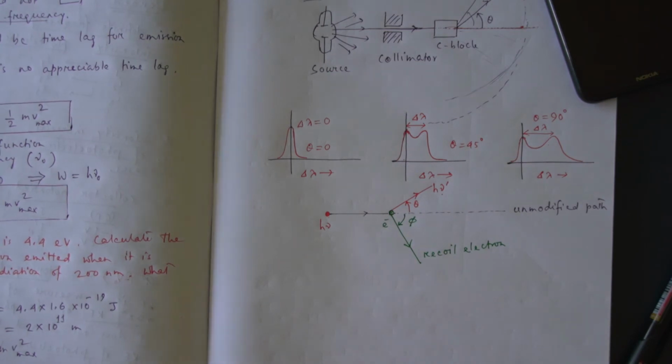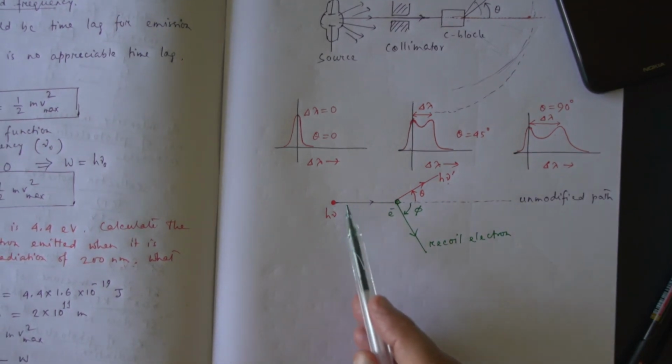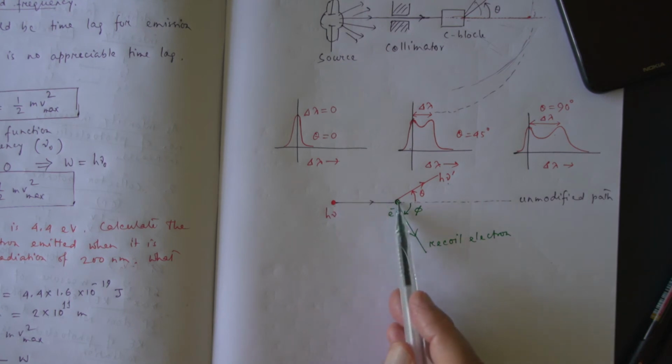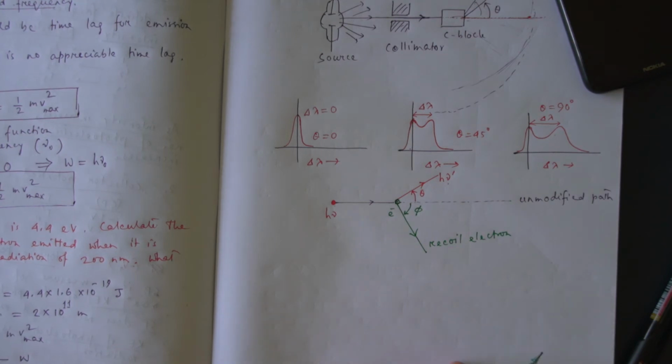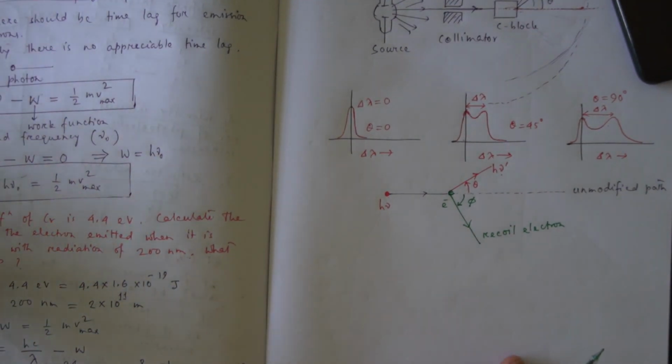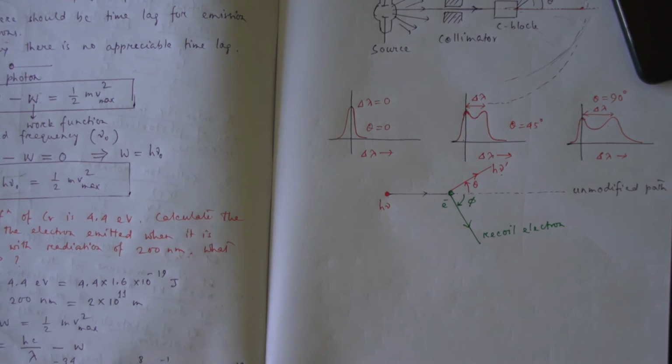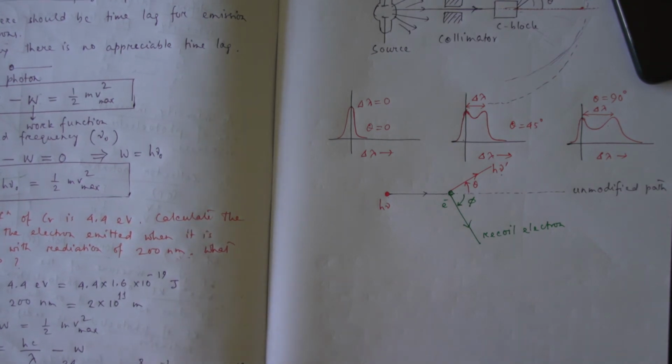So Compton considered this to be a collision between two particles. What type of collision? Elastic collision. Now say the energy of the photon before collision.